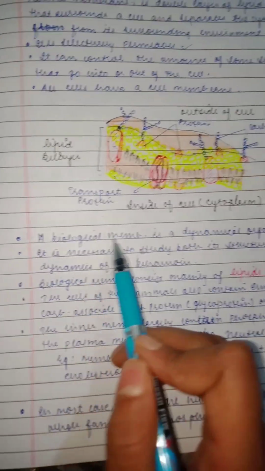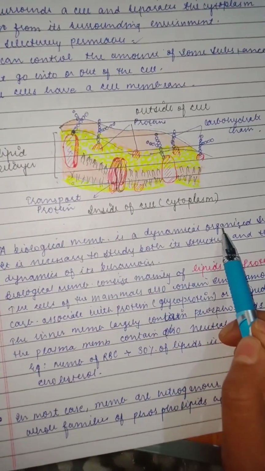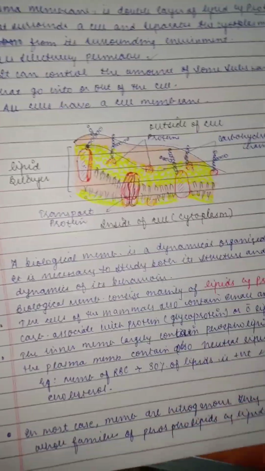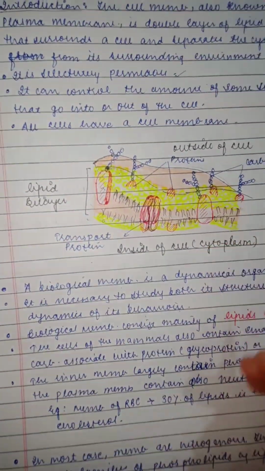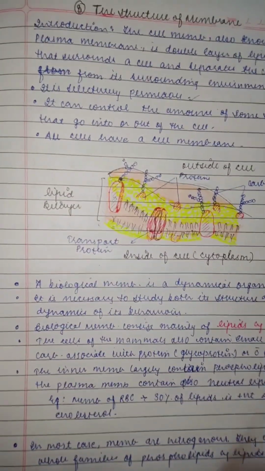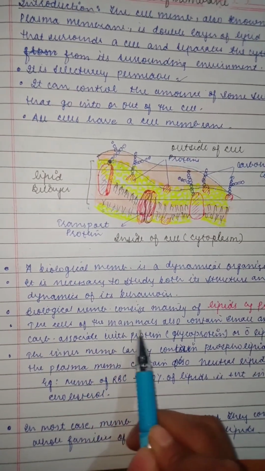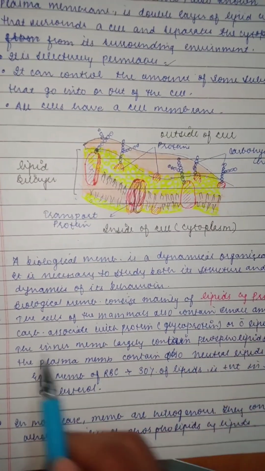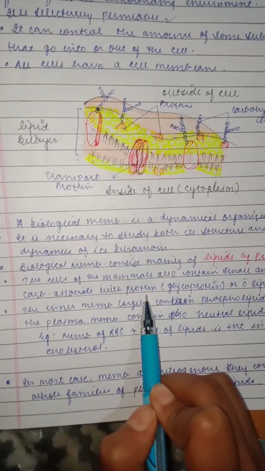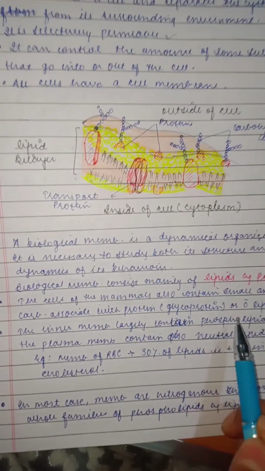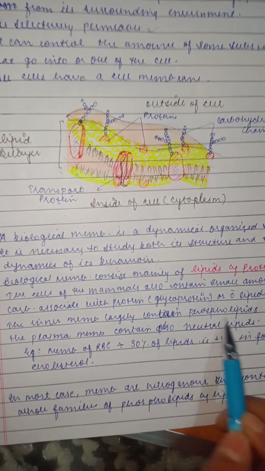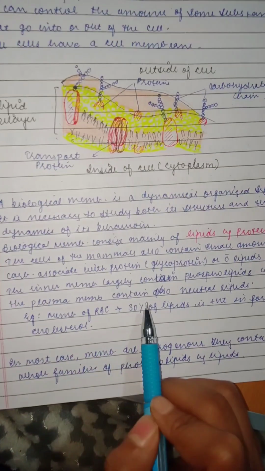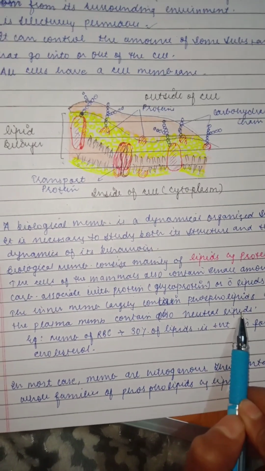See, a biological membrane is a dynamically organized system. It is necessary to study both the structure and the dynamics of the behavior of the cell membrane. Biological membrane consists mainly of lipids and proteins, as I said. The cell of mammals also contains a small amount of carbohydrate that is associated with proteins, mostly glycoproteins, and with lipids. The inner membrane largely contains phospholipids, and the plasma membrane also contains neutral lipids.